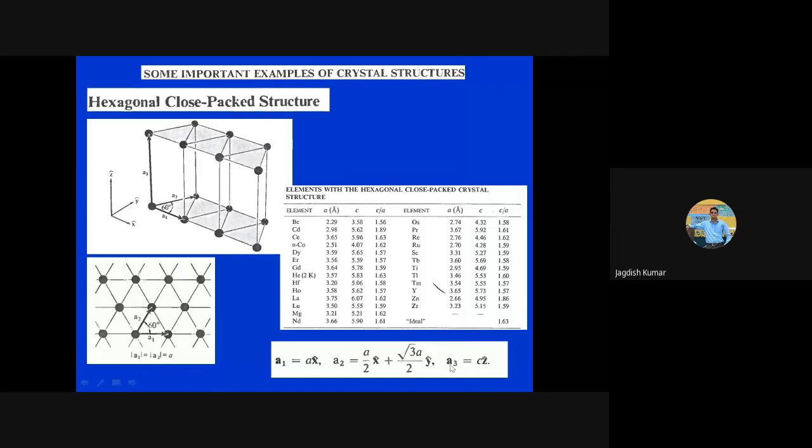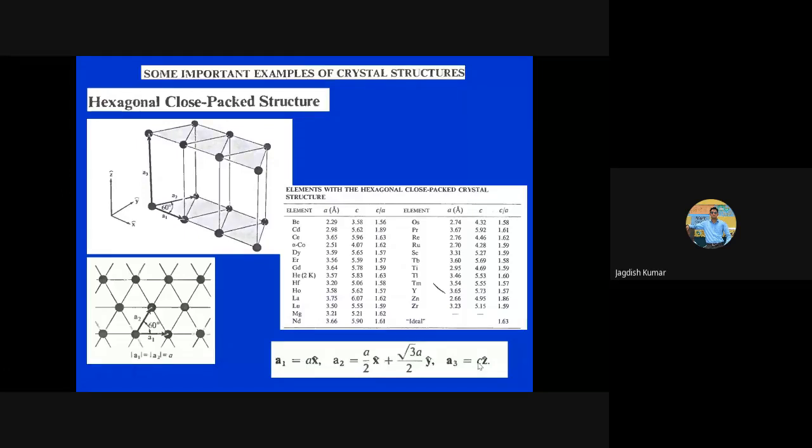And what is the third lattice vector? Along this third direction, or z direction, how would the lattice repeat? It would be repeating after a certain length, say A3. Let us say this is C. So in any hexagonal structure, what we have is A and C, because the length of B is the same as that of A, and A and B are both at a 60 degree angle to each other.